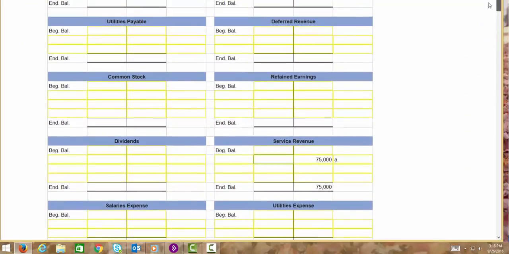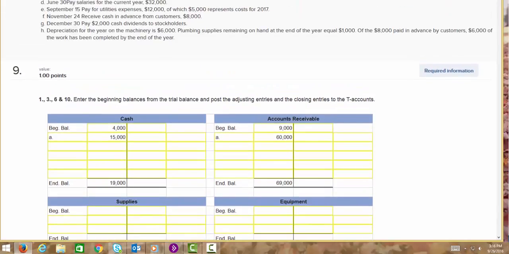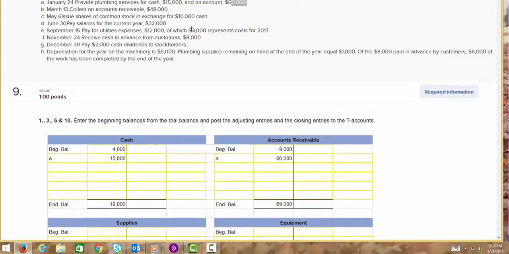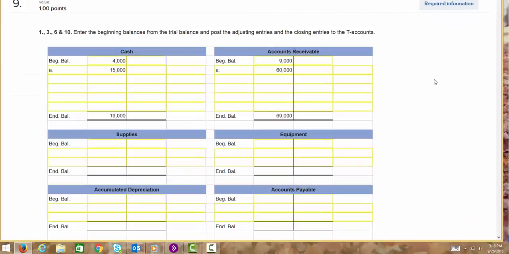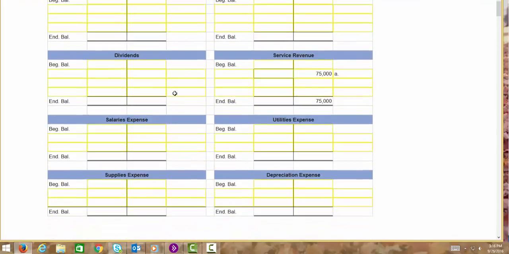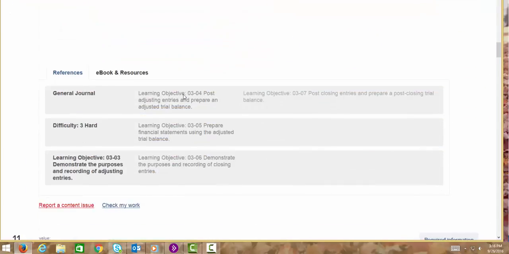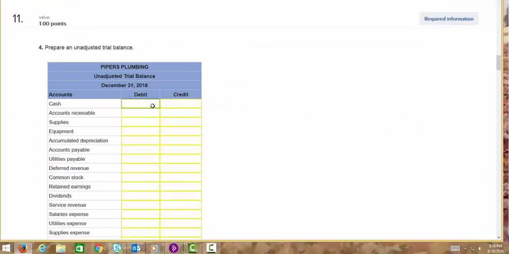So once I have all those journal entries recorded and then I post them all to the T accounts and I make sure I put these beginning balances in, then step three is to go down. We've done part of 9. We've done all of 10. We're going to go down to 11 and we're going to fill out the trial balance from their current balances. Now, mine aren't going to be correct at this point because I'm not doing the whole problem, but I would go down to 11. I would fill out the trial balance right here.